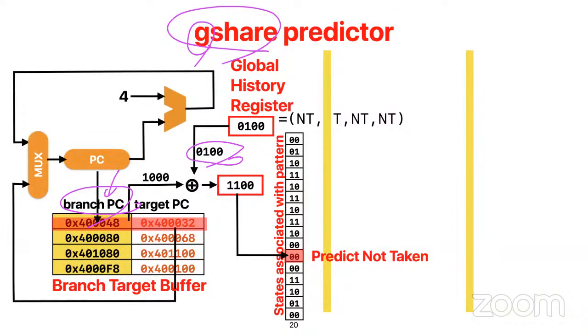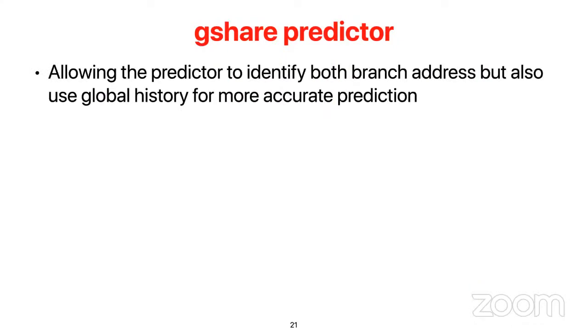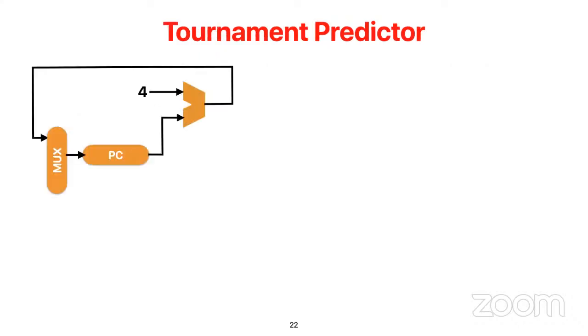So if we have a branch like 80, because 80 is 00, you will go to 110 as we used to. But in this way, even though it's the same global history, if you have additional bits from the branch PC, they will be trained separately. So that's the basic idea of the G-share predictor. It allows the predictor to identify branch addresses, but use global history for more accurate prediction. So that's the G-share predictor.